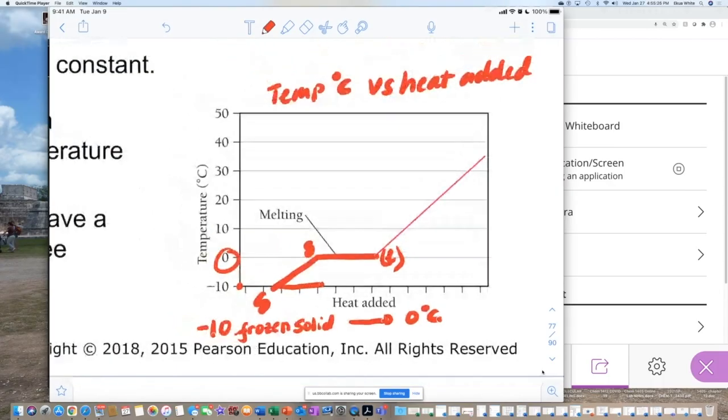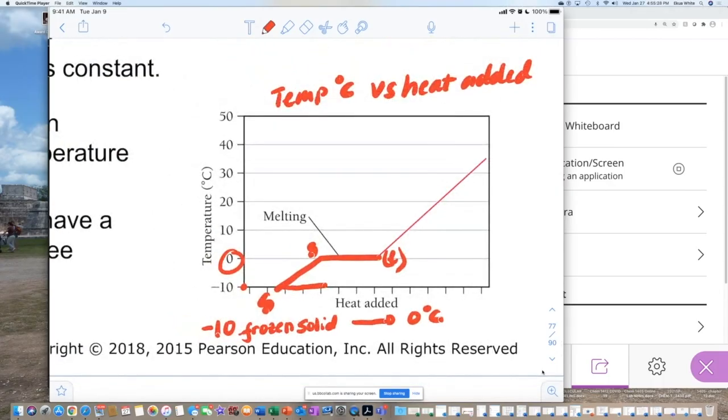Okay. At that temperature, even though you're still adding heat, it shows right here, you're still adding heat. But when you measure the temperature, there's no change. It's like nothing is happening. You're figuring out what is going on with all this energy I'm adding.